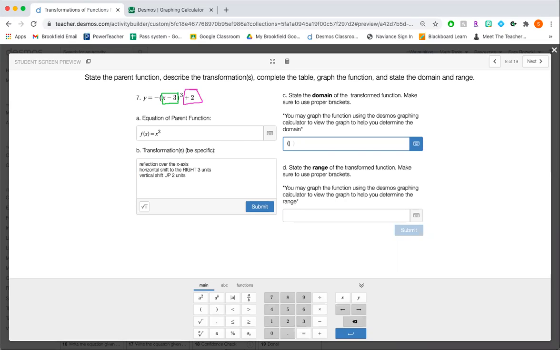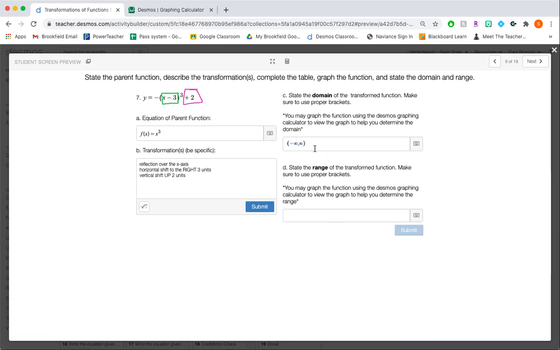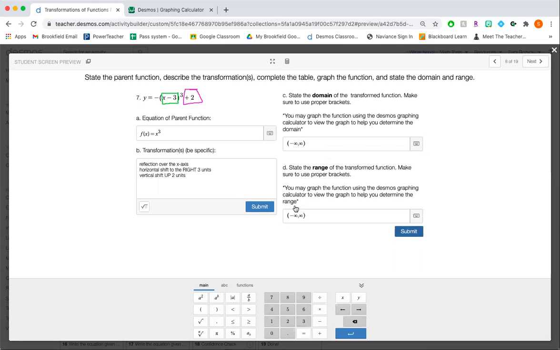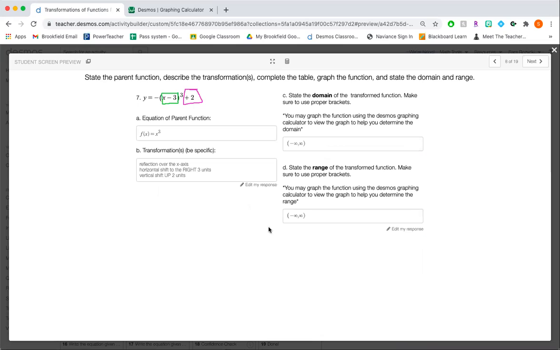I don't have to look at the graph here for the domain and range because for every single cubic function, it's negative infinity to infinity. My computer's pausing. So negative infinity to infinity for my domain and range. Always, always, always for cubic functions.